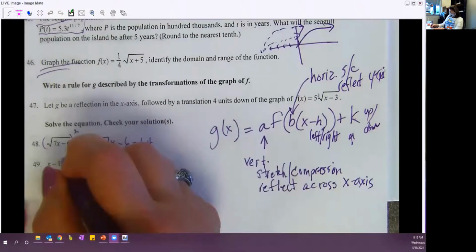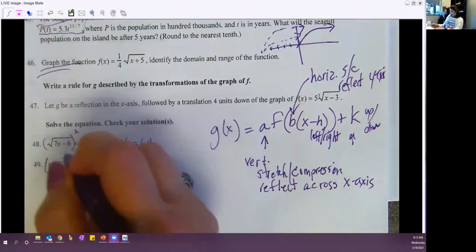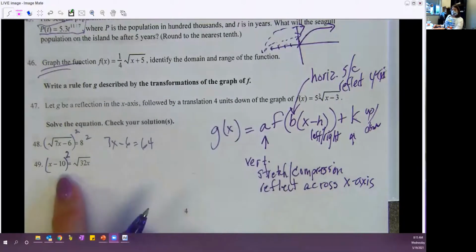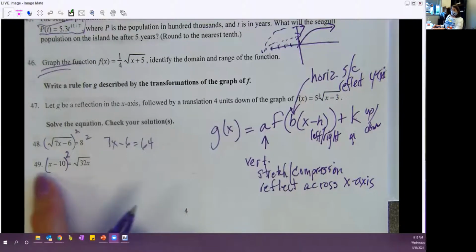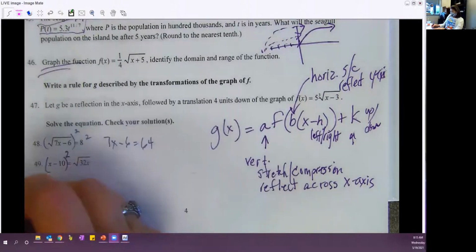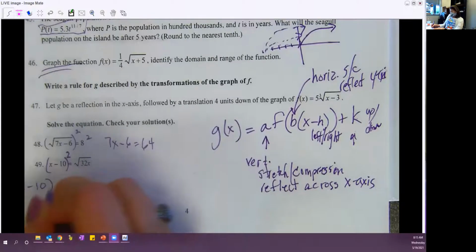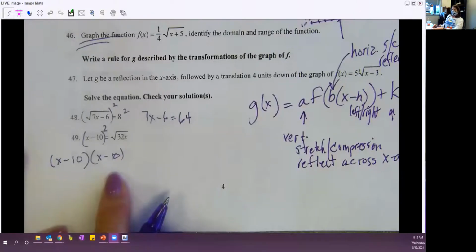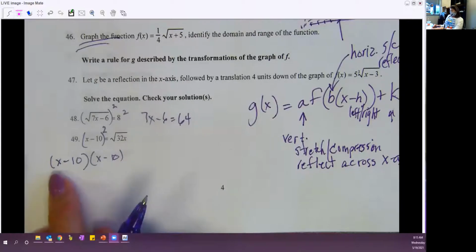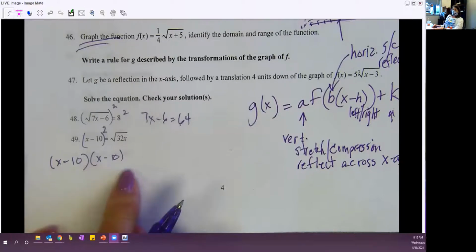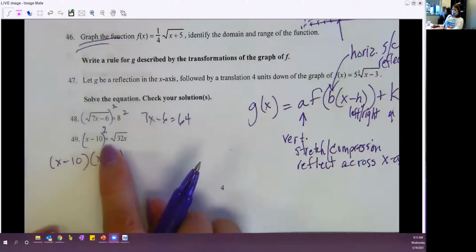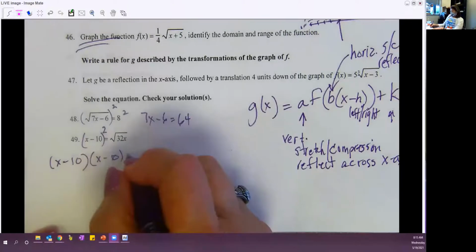On this one, when you square this side, you have to remember to square the whole thing. And this is not x squared minus 100. You're squaring the whole thing. This is x minus 10 times x minus 10. So you're going to have a middle term. So you're going to have x squared minus 20x plus 100, not just x squared minus or plus 100. And then that's equal to your 32x.